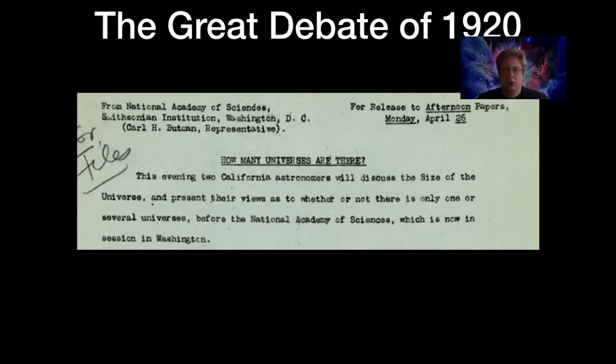So in 1920, two astronomers debated at the National Academy of Science. And the press release for this program said, this evening, two California astronomers will discuss the size of the universe and present their views as to whether or not there's only one or several universes. And when they say one or several universes, what they really mean is one or several galaxies. Because if there's only one galaxy, then it is the universe. That is the one thing in which we all live.